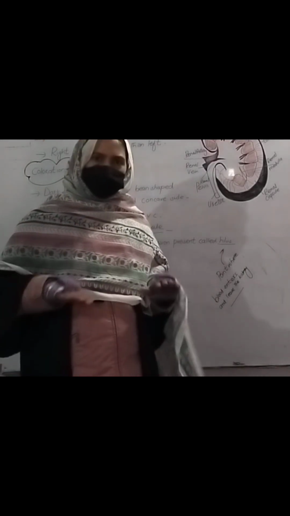Now I will discuss the structure of the human kidney. Humans possess a pair of kidneys. Kidneys are located in the abdomen, below the diaphragm, on the sides of the vertebral column. The vertebral column is present at your back, and the kidneys are attached to the dorsal body wall.